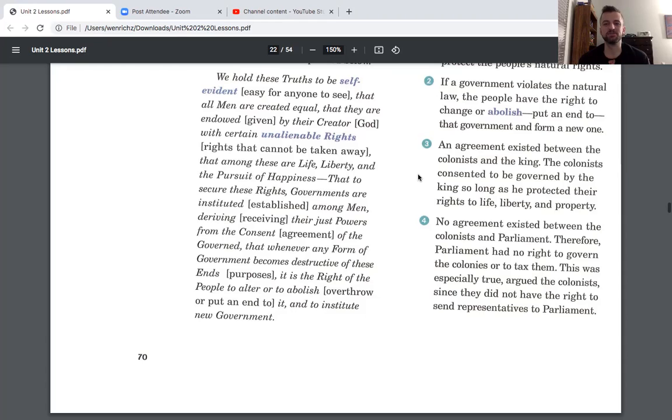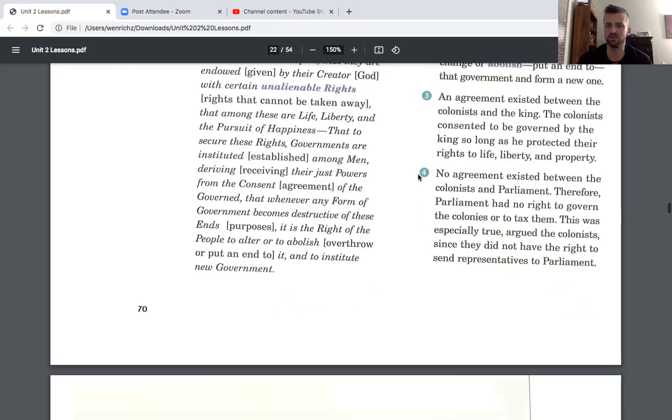No agreement existed between the colonists and Parliament. Therefore, Parliament had no right to govern the colonies or to tax them. By agreement, it's implied that representative government allows people to be represented. Well, there were no colonists in Parliament, and that's kind of the point. If there are no colonists in Parliament to argue their case against all of those taxes, there's no contract. The things that they're putting on the colonies are null and void. They should be abolished, gotten rid of.